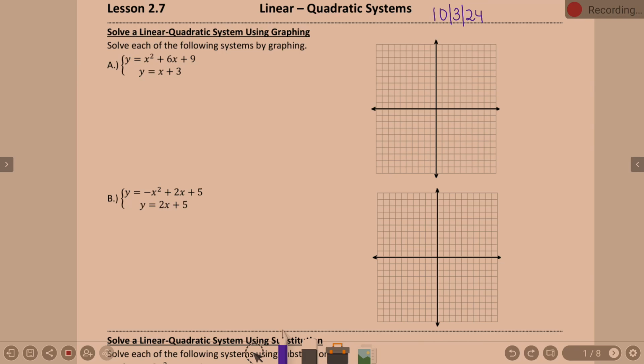Okay? So as we look at, we've got 4 things to go through. We look at the first thing. It's solving a linear quadratic system using graphing. So we're going to graph each of these. Let's start with y equals x squared plus 6x plus 9.